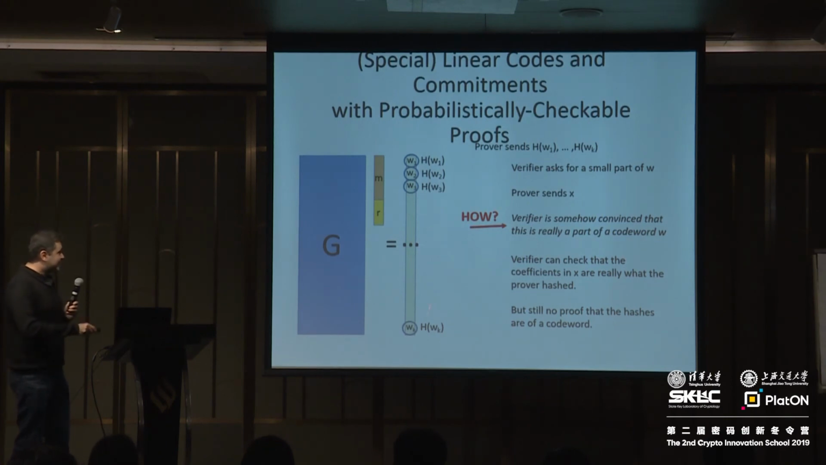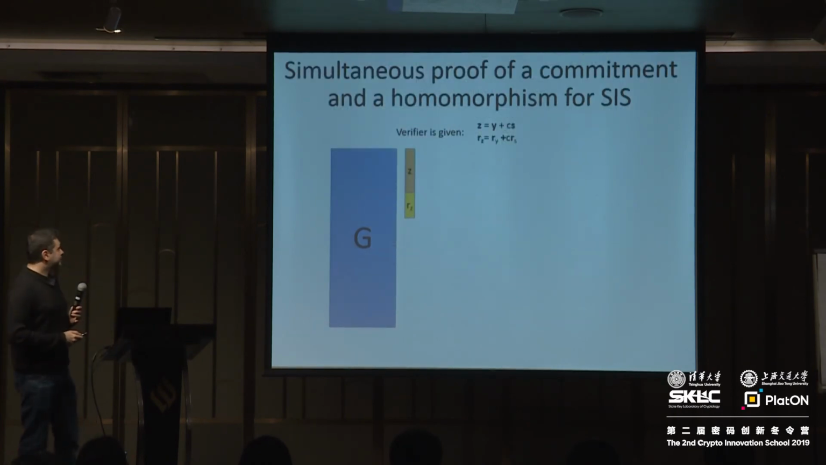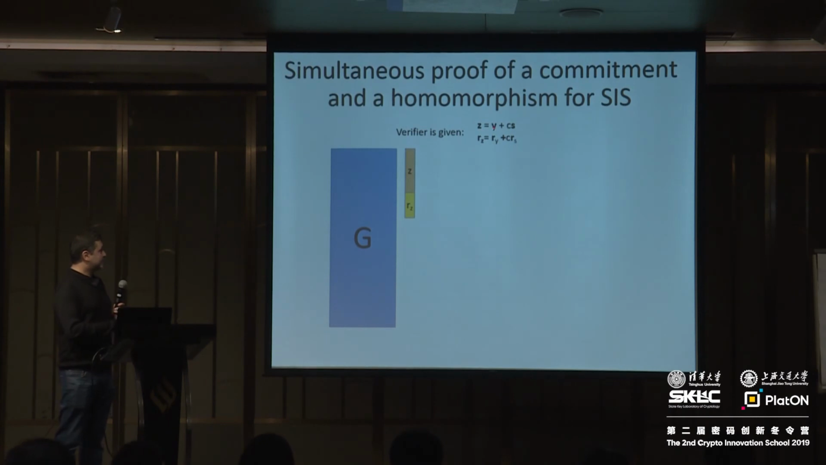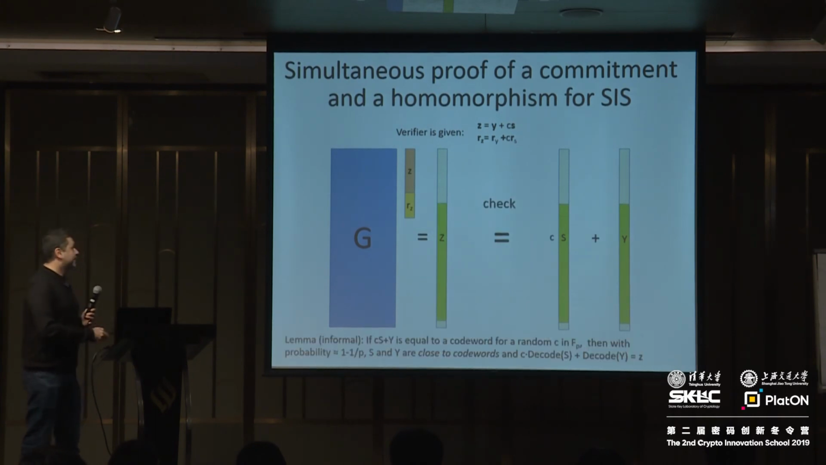So he's convinced that it's part of some W, but it still doesn't prove that this W is a code word. I proved that it really is part of something, but was this really G times something? So the verifier is given Y plus CS, and he's given the sum of the randomnesses, and the Z, and I want to convince him that this is really a code word. He knows that this is a code word, and I want to convince him that these two are code words too.